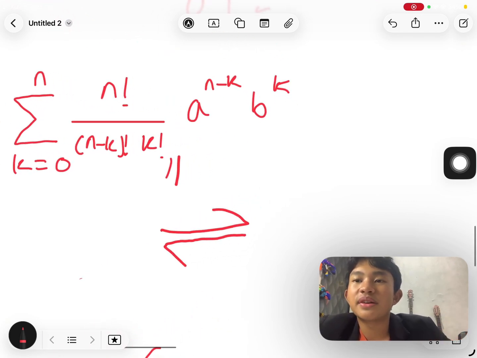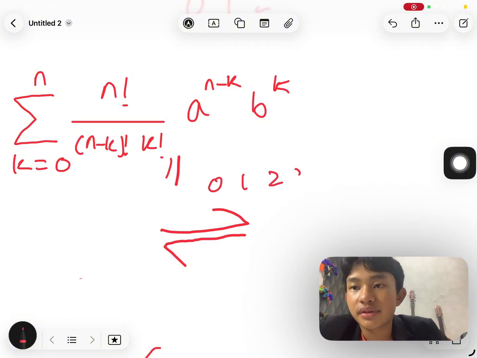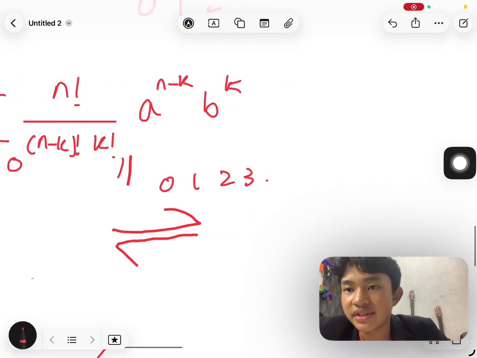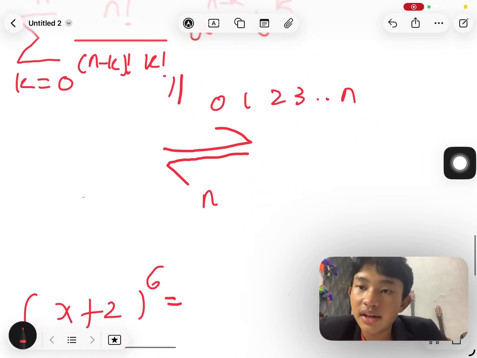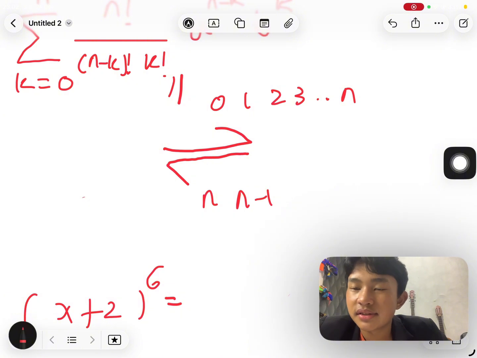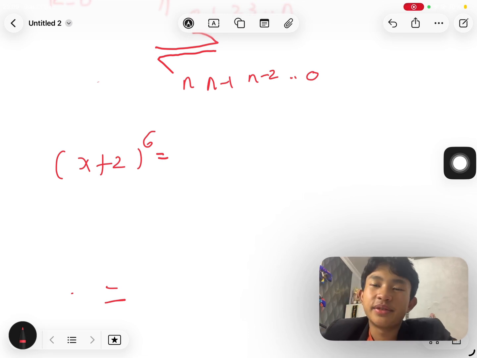The exponent of b always increases from 0 to 1 to 2 to 3 all the way until it reaches n. And the exponent of a always decreases from n to n minus 1 to n minus 2 all the way until it reaches 0. So let's jump straight ahead to the exercise.